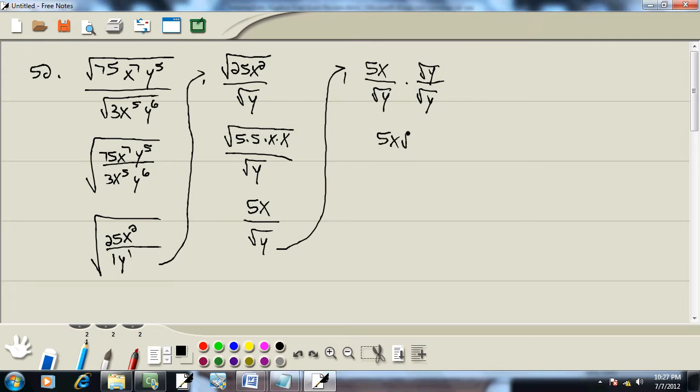Up on top, we got 5x square root of y. And down below, when you're multiplying radicals together and they have the same index, you just multiply what's underneath them. So y times y, and put them into a single radical. Well, again, this is a square root, so we're looking for a pair of somethings. Here's a pair of y's, so that's going to come out as a single y. And we're going to have 5x square root of y over y. So no fractions inside of a radical and no radicals down in the denominator.